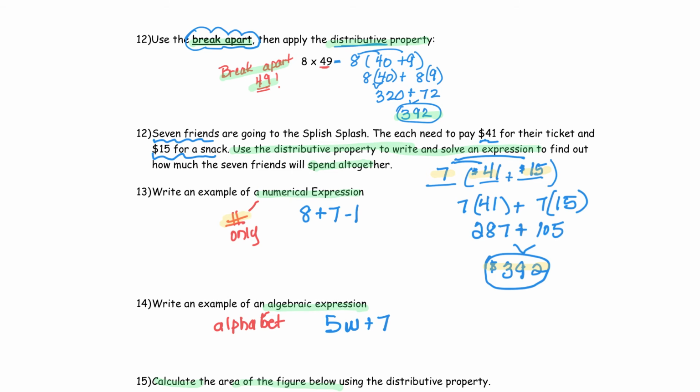Number 13, an example of a numerical expression. Remember, numerical, number only. Therefore, your example should only have numbers, no variables.